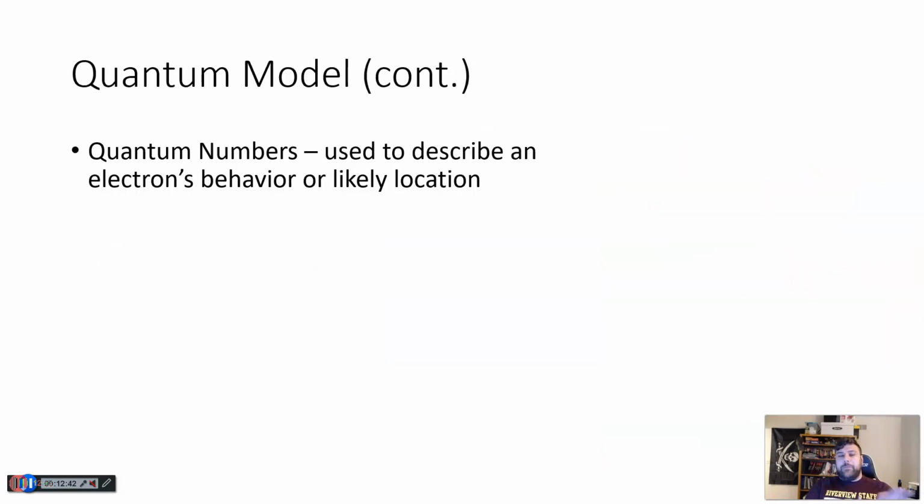So to describe this, we use something that are called quantum numbers. These are various ways that we use to describe a particular electron's behavior or its likely location. And I mentioned this in class. We talk about 4 sets of them. We'll only be dealing with a few of them regularly, but it is important for you guys to know them all.